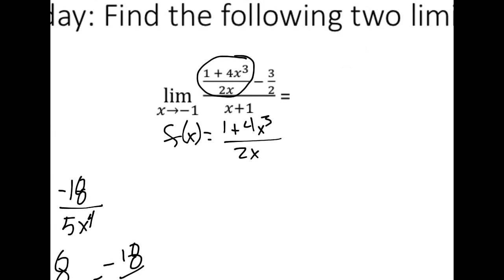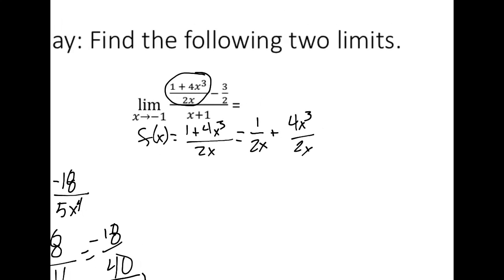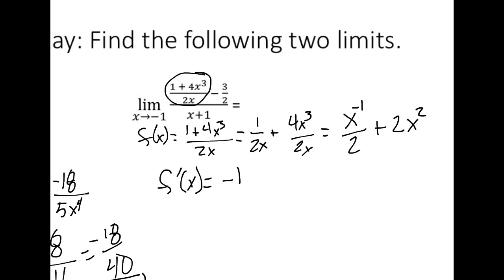In order to take the derivative of this, we first need to split it up into 1 over 2x plus 4x cubed over 2x, which I will simplify further to x to the negative first over 2 plus 4 over 2 is 2x cubed over x is x squared. So now I can take the derivative using the power rule to get negative 1 over 2x squared plus 4x.